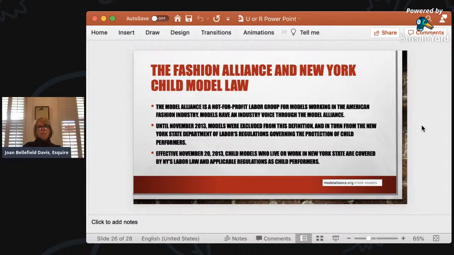Let's see. Another good resource for you, if you are representing models, is the Model Alliance. The Model Alliance in New York is a not-for-profit labor group that helps models in the American fashion industry. So that's also a good resource for you to reach out to if you happen to be representing a client who is a model, or even a designer who is hiring a model. So you're aware of what laws you need to be aware of for that.